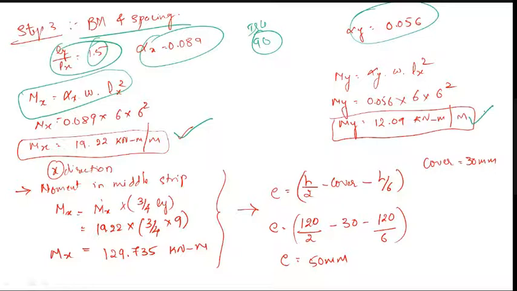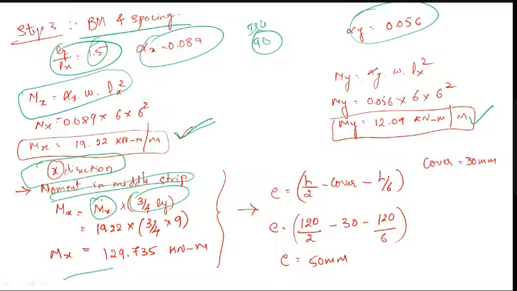Here also, moment per meter in the y direction. Then go for the x direction calculation. Here I have calculated moment per meter. Now I am going to calculate the moment in the middle strip. This is the moment, and this is the total width of the middle strip. Just multiply, and you will get the total moment in the middle strip.